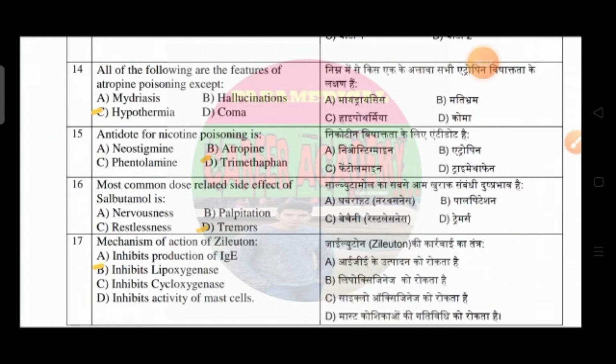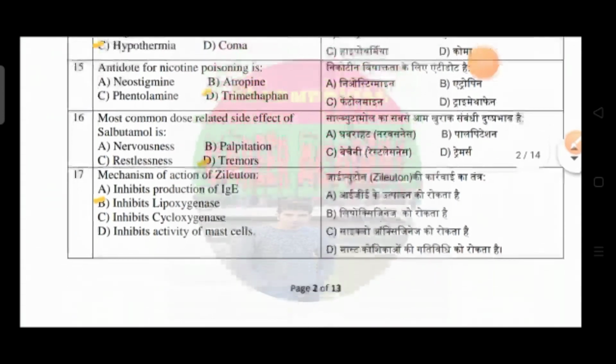Question number 14: All of the following are features of atropine poisoning except? Option A is mydriasis, option B is hallucination, option C is hypothermia and option D is coma. So the correct answer is option C, that is hypothermia.